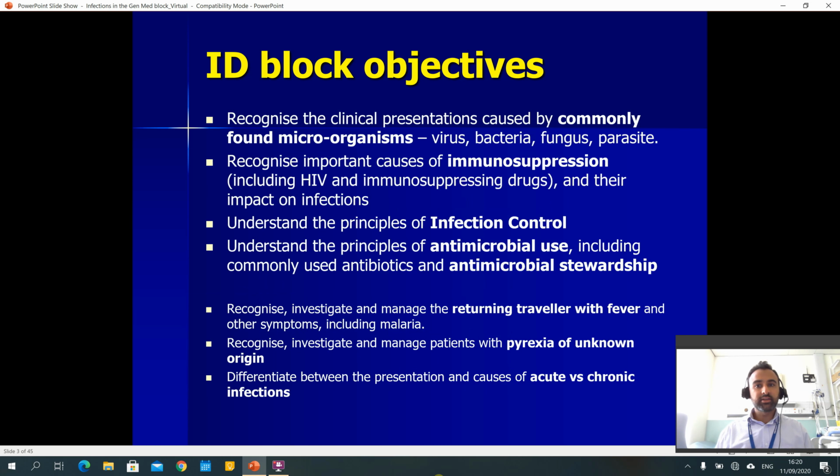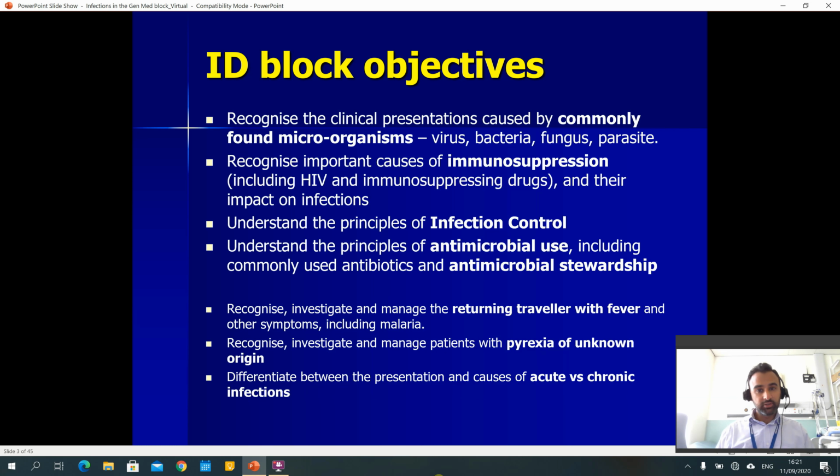I want you to be able to recognize the clinical presentations caused by commonly found microorganisms. Again, I'm not expecting you to know lists and lists, but you should have a good idea about the common viruses, bacteria, possibly fungi and parasites that you're likely to see in secondary care during this block. You should recognize the important causes of immunosuppression, including HIV and immunosuppressing drugs, which there are now a lot of in a lot of the specialties that you'll be going through. Although, of course, I'm not expecting you to be experts on any of those conditions or specifically those drugs.